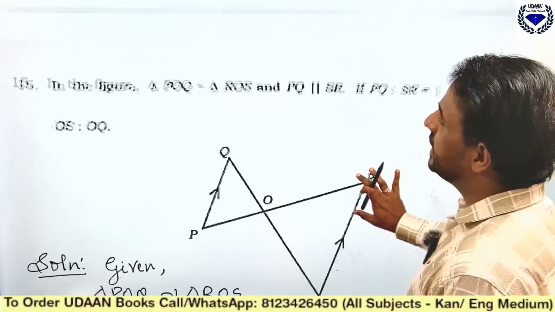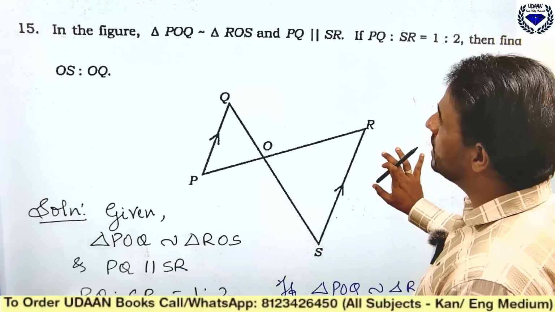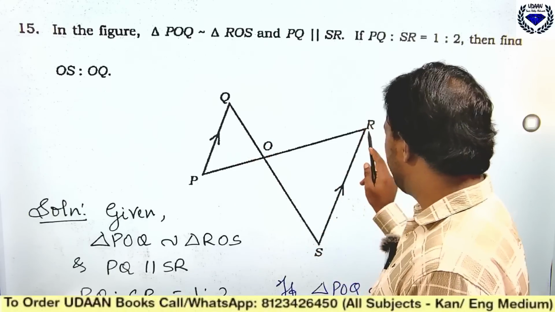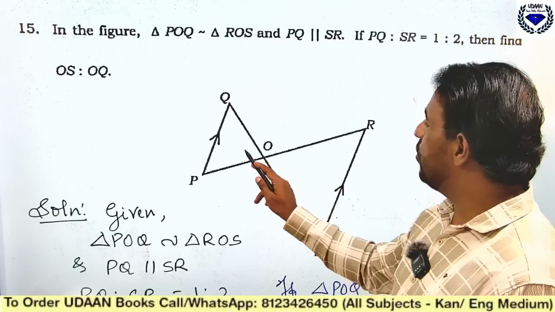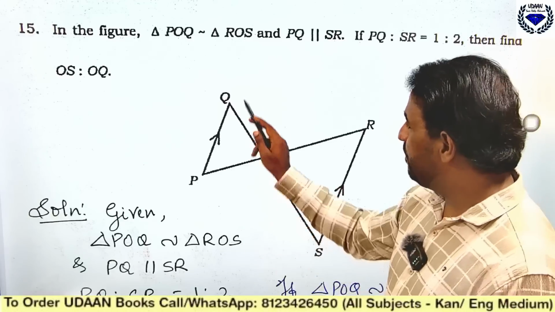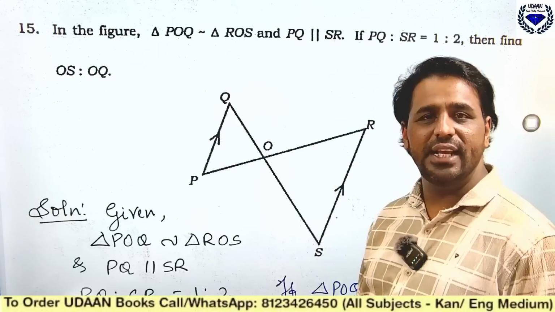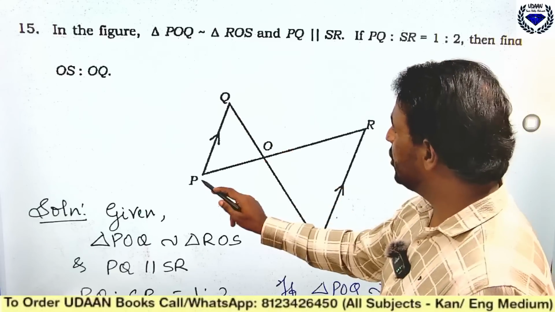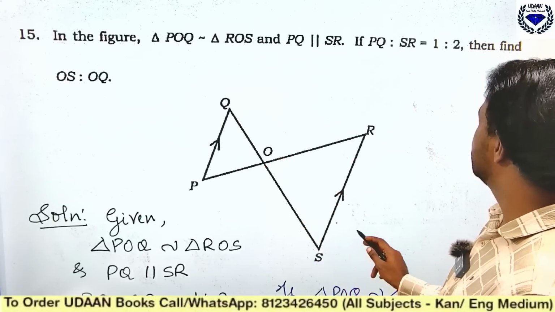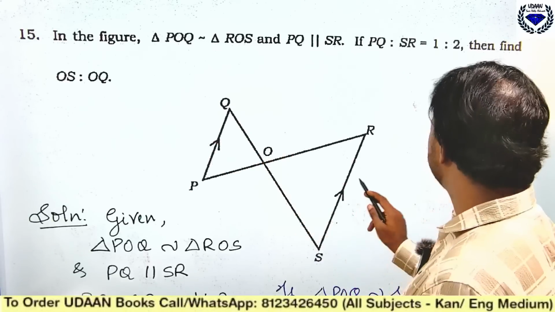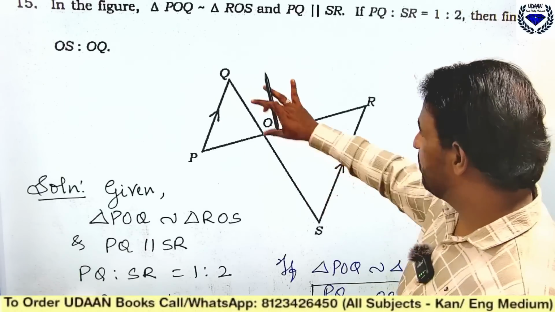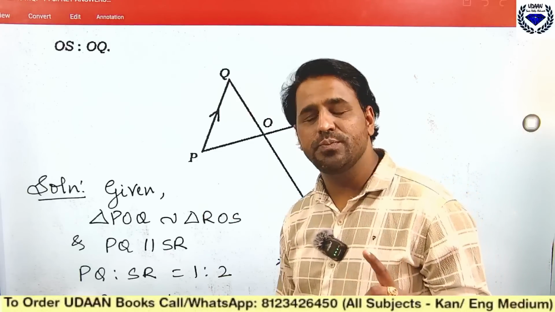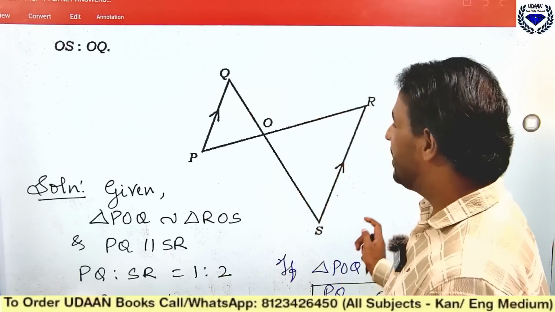Now question number 15. In the figure, triangle POQ is similar to triangle ROS. See here, triangle POQ is similar to triangle ROS. Both these triangles are what? Similar, and PQ is parallel to RS. What they are telling is PQ and RS are what? Parallel. If the ratio of PQ and RS is equal to 1:2, if this is 1, this is 2, then find bigger length by smaller length. Remember, bigger length should be the greater number and smaller length should be what? Smaller number.